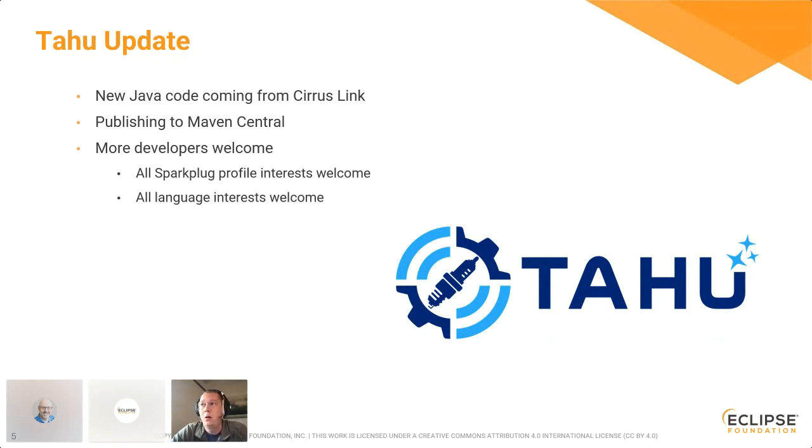We are in the process of taking some of Cirrus Link's commercial code, and we will be making that available to Tahoe as part of this release process. We've had some requests for getting the Java libraries into Maven Central. So if all goes well, that'll be done next week as well. All right, next slide.